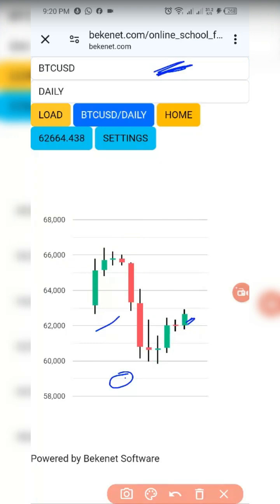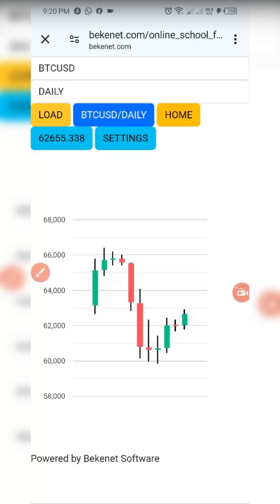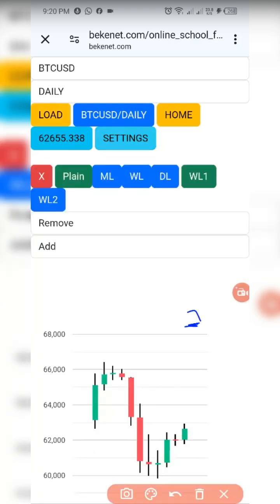If you minus 12 hours from now, you see that the price was here before it started going up. You can verify it yourself. So that's why the software is very, very profitable. So once you've gotten this daily candle, the next thing you need to do, click on settings, select WL, which is the weekly candle. Just select WL. It will generate a key level for you.